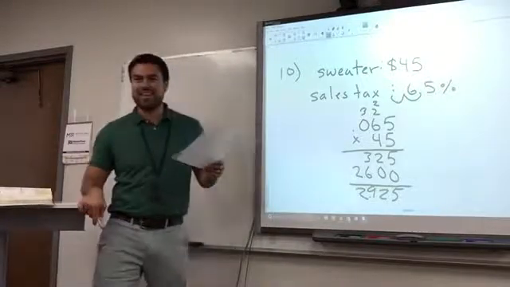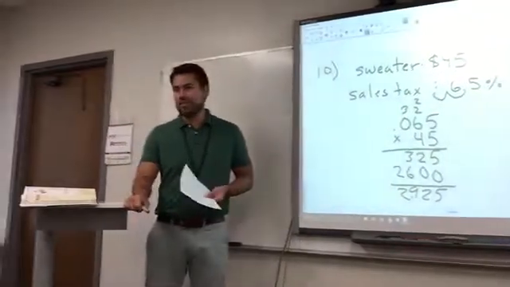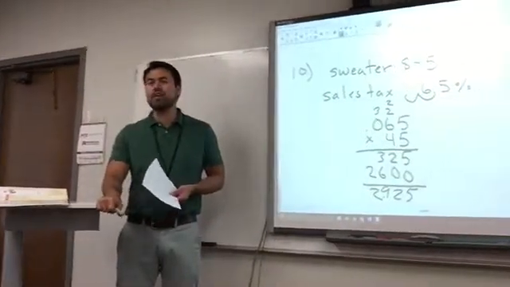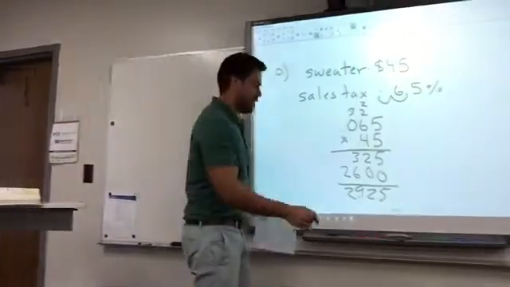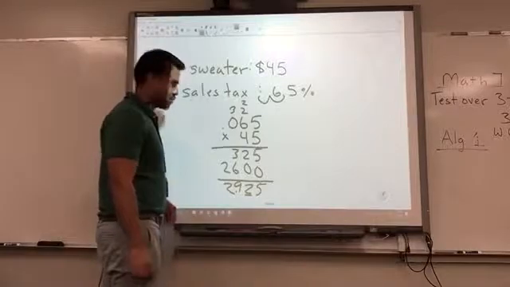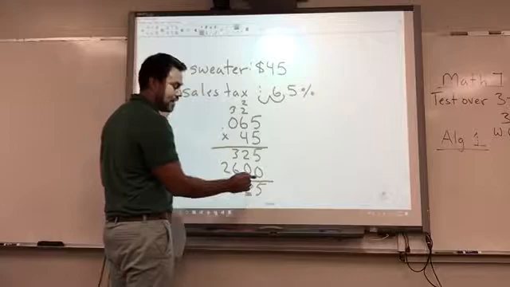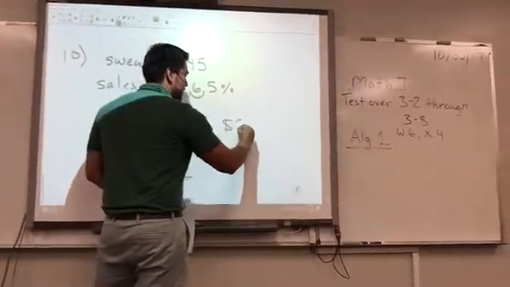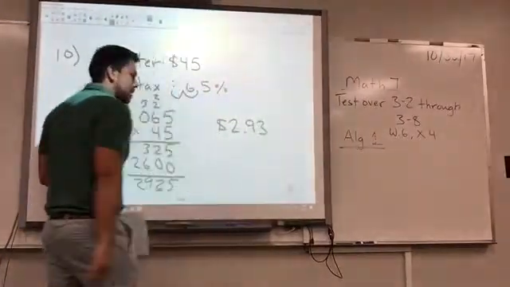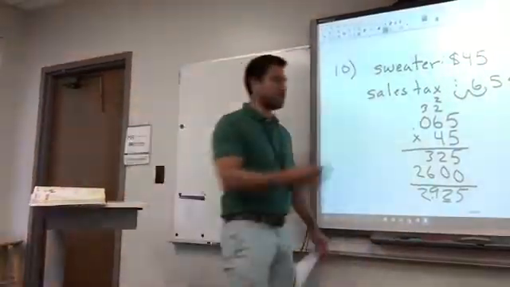Okay, I got 2.925. Is that how much you pay for tax? What do you have to do with that number? Round it to the nearest hundredth. 2.93. $2.93 is what you're paying for tax. How much are you paying for that sweater? Well, what do you do with that?